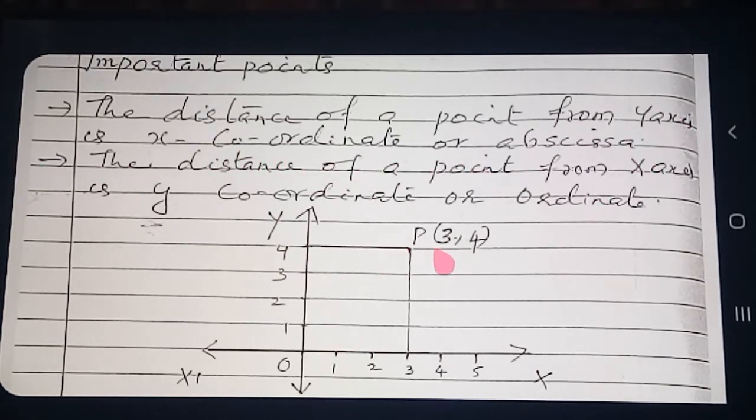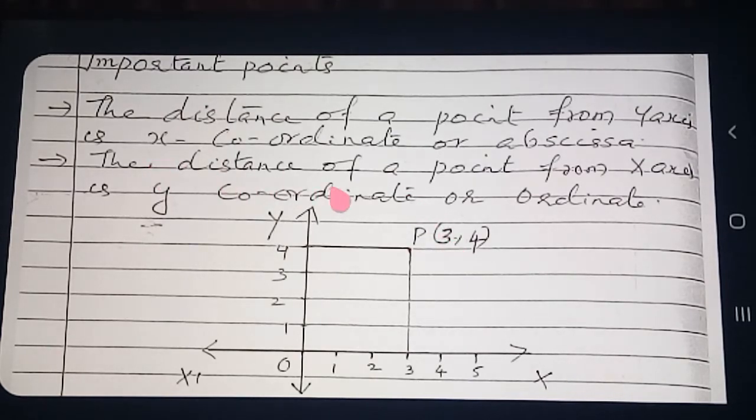So this is the point P (3, 4). Distance from the y-axis means the distance which I am marking. This is the distance, and this distance and this one are both the same. So how much is it now? 3 units. This point P is 3 units away from the y-axis. Therefore, that 3 is the x-coordinate.